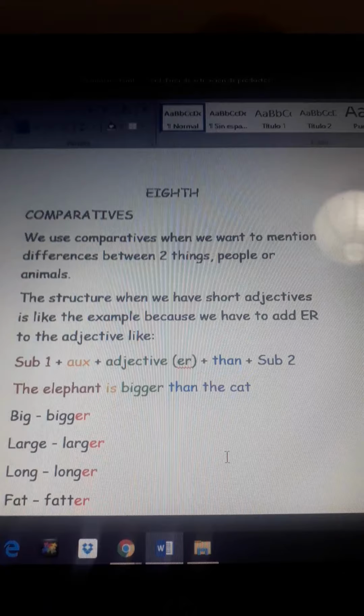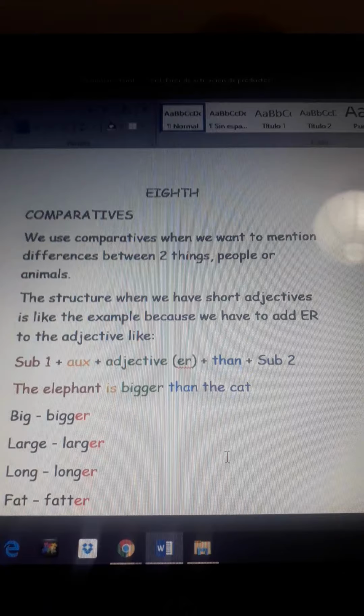Today with this video I will explain to you the first topic of the second term, which is about comparatives and superlatives. This video will help you to have a little bit clearer the topic and complement the development of your activities, even though during the classes I will explain in a wider way to complement this information that I will give you today. So let's start.